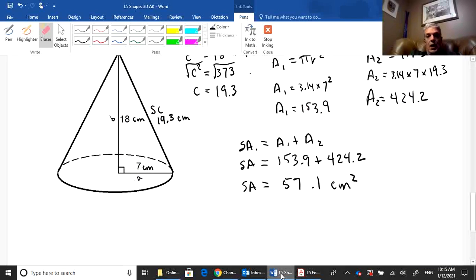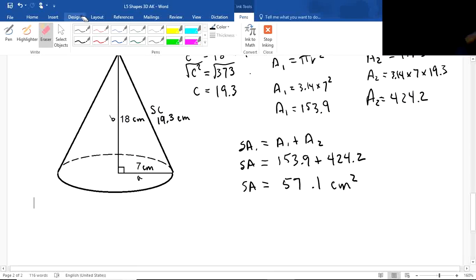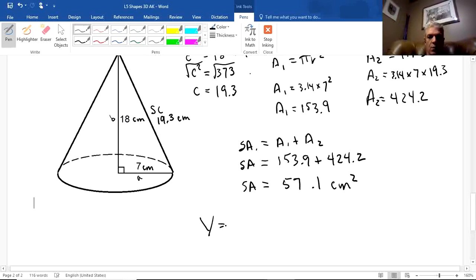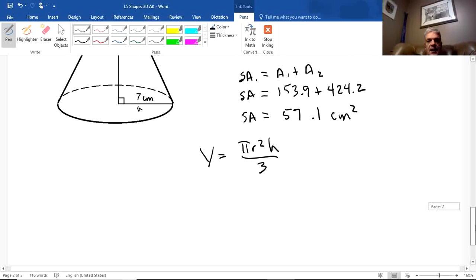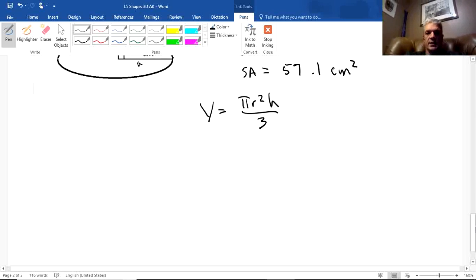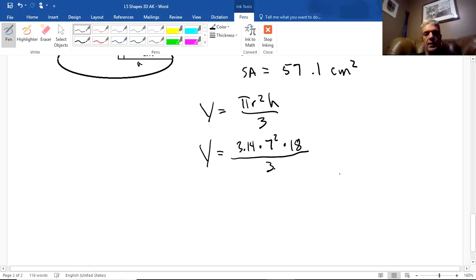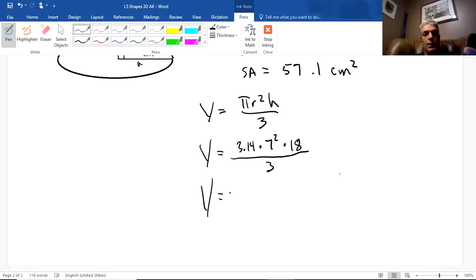So I write my volume formula out. Volume equals pi r squared h over 3. I find volume is actually quite a bit easier than the surface area. So 18 and 7 are the numbers I need to remember there. The radius is 7. So volume equals 3.14 times 7 squared times 18, all divided by 3. And this is one calculation that I can do all by itself, okay? And all in one fell swoop, I can punch it into my calculator.